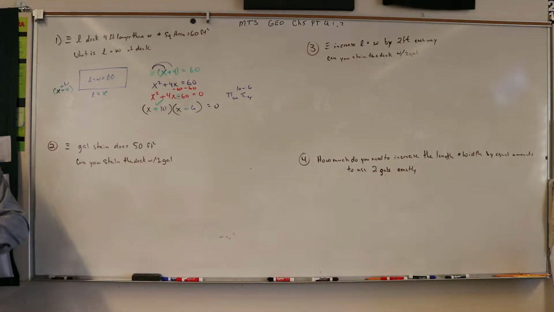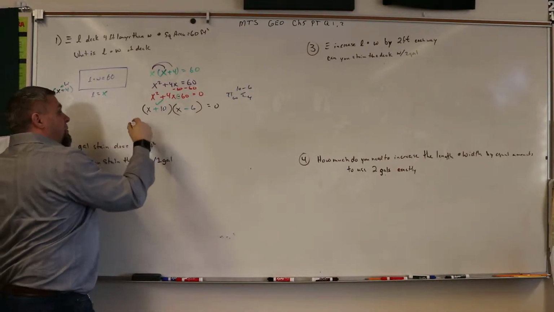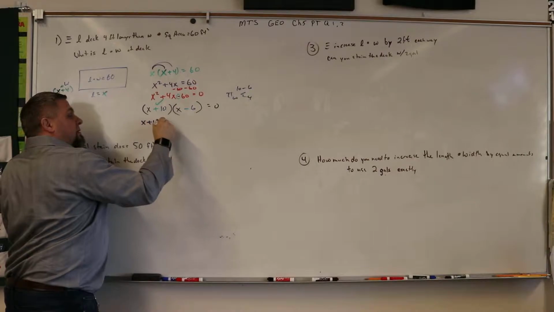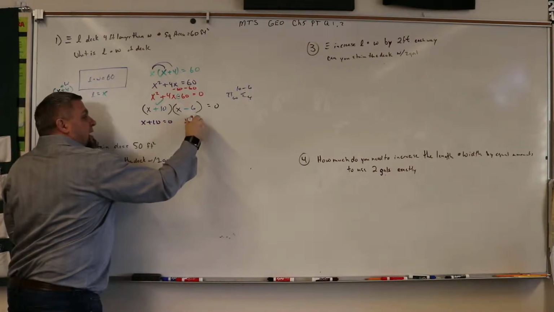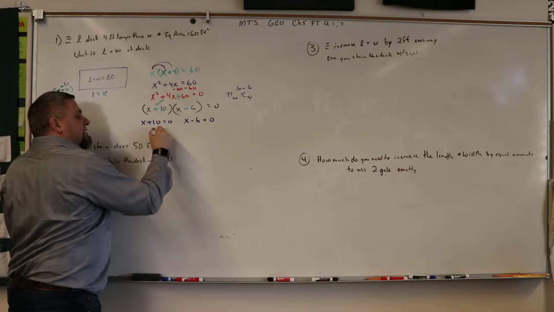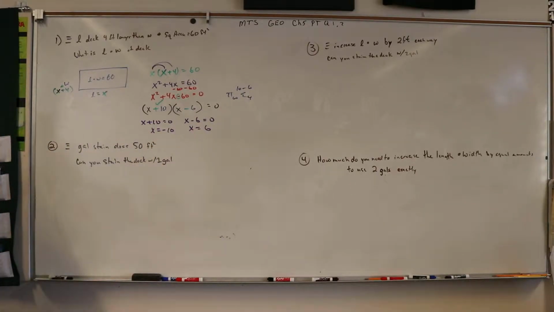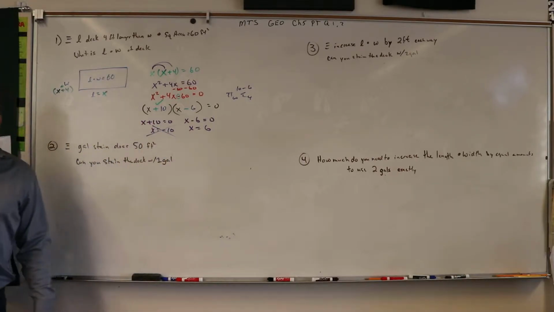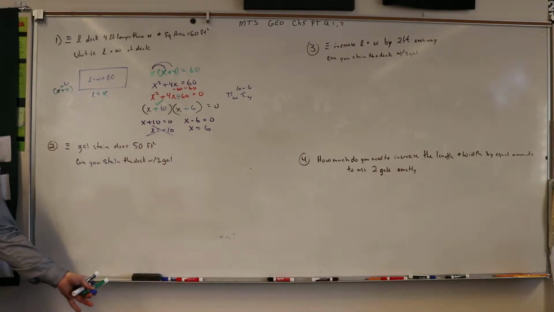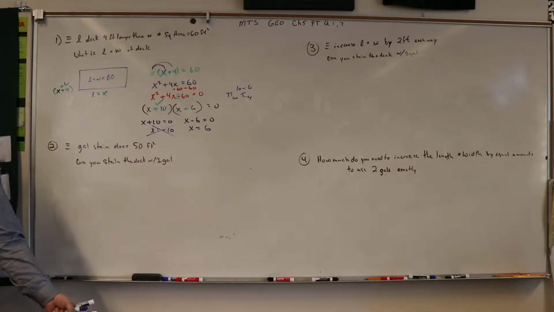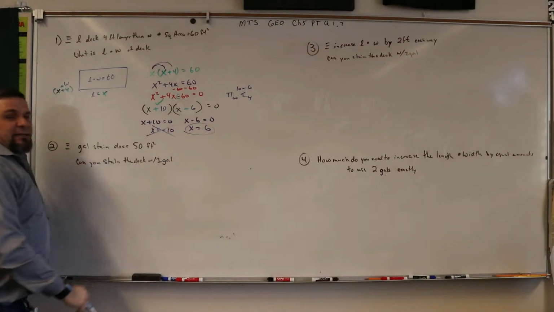It's almost the answer. Technically it is. I see where you're going with it. But then what we would do is solve each one. Right? x plus 10 would equal 0, and x minus 6 is equal to 0. That means x is equal to negative 10 and x is equal to 6. Now, can you have a negative side? No. So we're not going to use x is equal to negative 10, because we can't have negative sides. So the only side we have is x is 6.